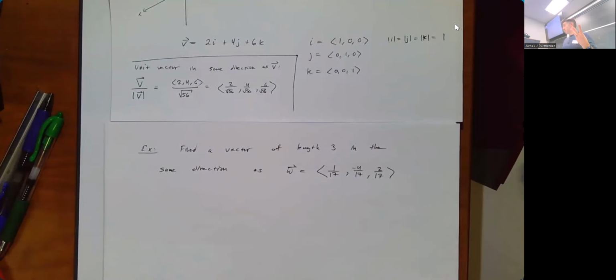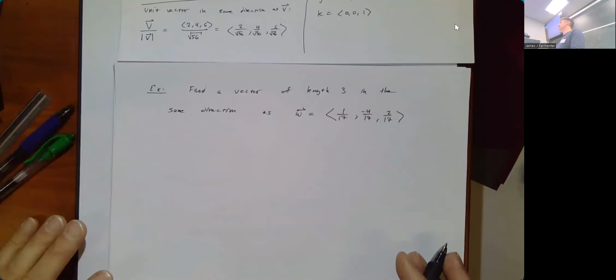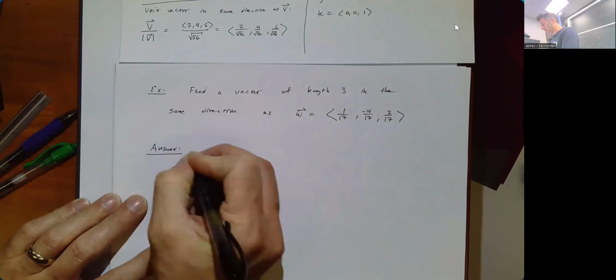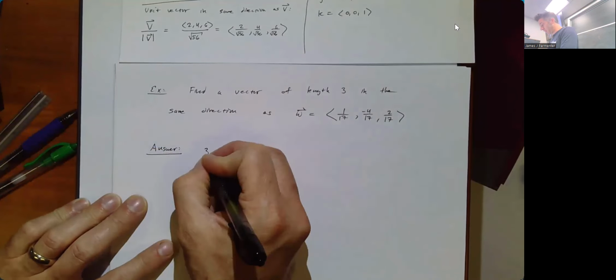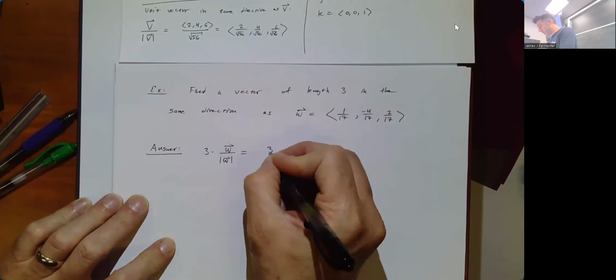So everyone pause for a second. Don't write down anything I'm about to write down, because what I'm about to write down is trash. So here's how you could do it, which you should not do it this way. One answer, which is correct, but again, I'm going to point out is not nice, would just be to do 3 times the vector W divided by the magnitude of W. If I write this down, you should not write it down.